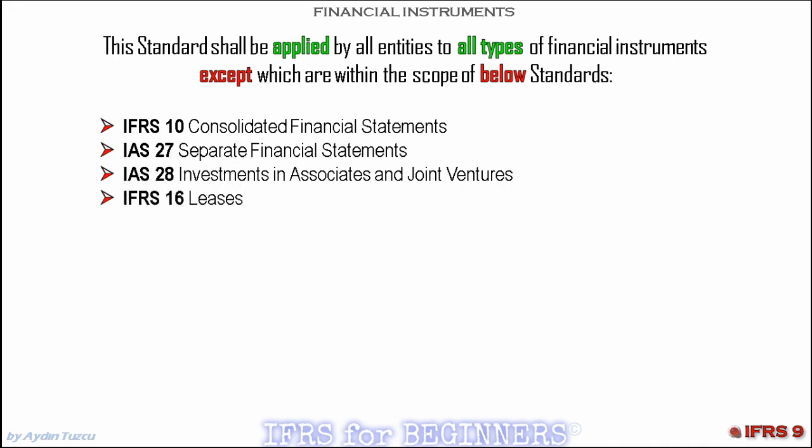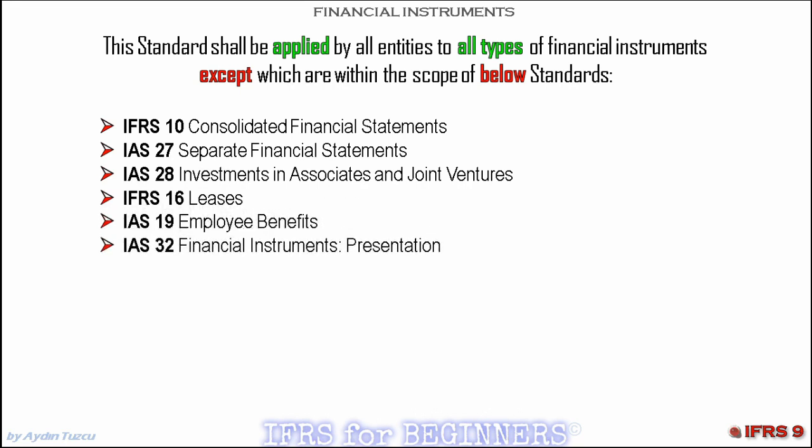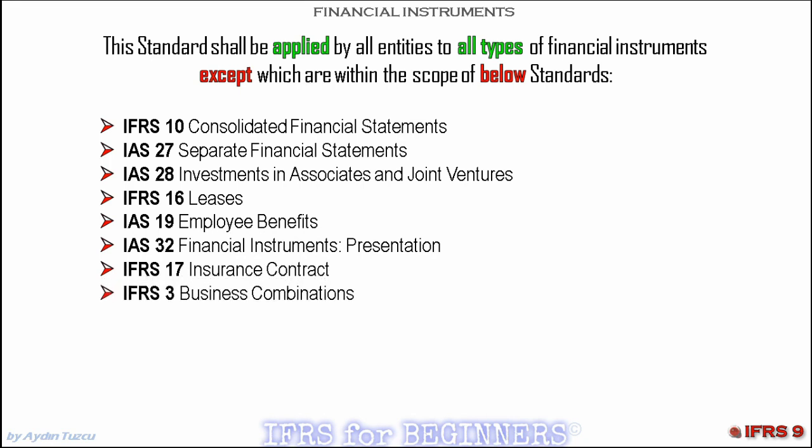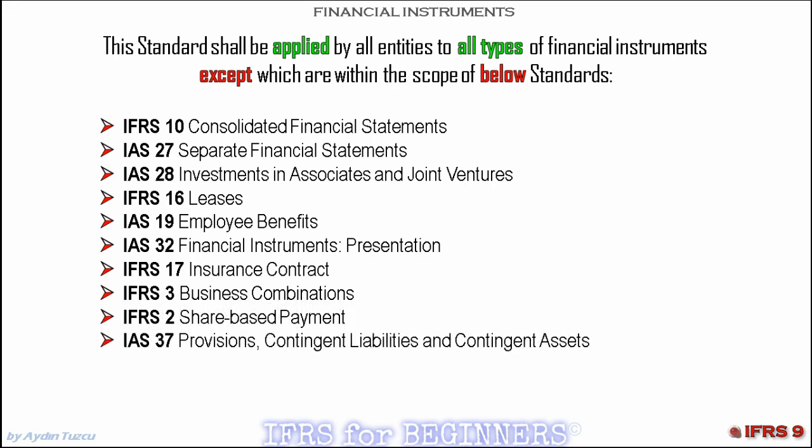IFRS 16 Leases, IAS 19 Employee Benefits, IAS 32 Financial Instruments Presentation, IFRS 17 Insurance Contract, IFRS 3 Business Combinations, IFRS 2 Share-Based Payment, IAS 37 Provisions, Contingent Liabilities and Contingent Assets, IFRS 15 Revenue from Contracts with Customers. All other financial instruments are within the scope of IFRS 9.